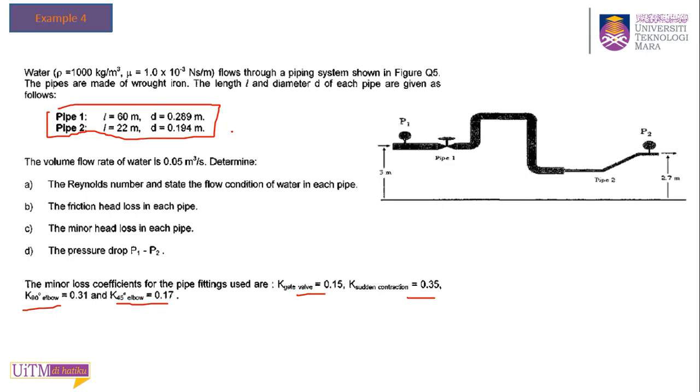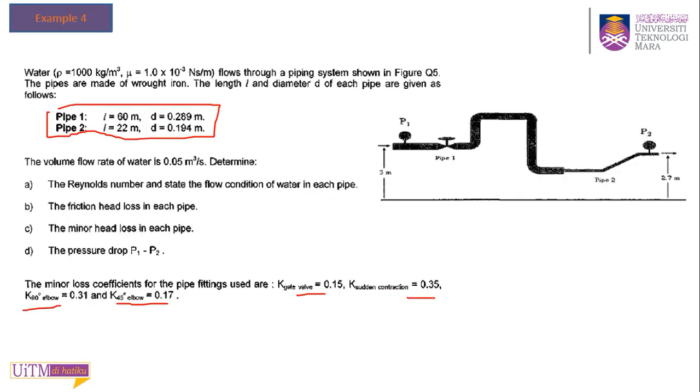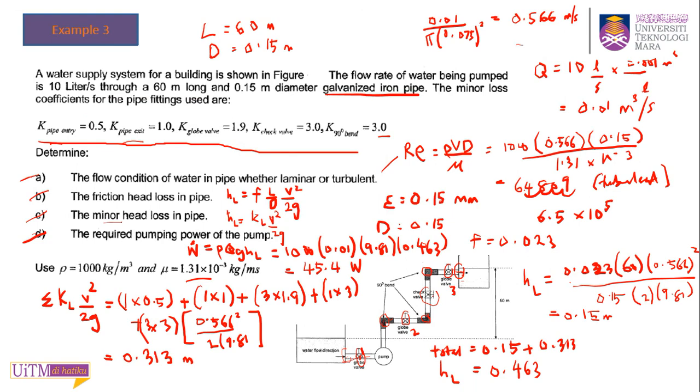So when you calculate the losses, you need to calculate one by one. You need to calculate the major losses for pipe 1 and minor losses for pipe 1, and the major losses for pipe 2 plus the minor losses for pipe 2. So that's the difference between this question and the previous question, because in that question the pipe has a constant cross sectional area. The diameter is the same. So you just add everything.